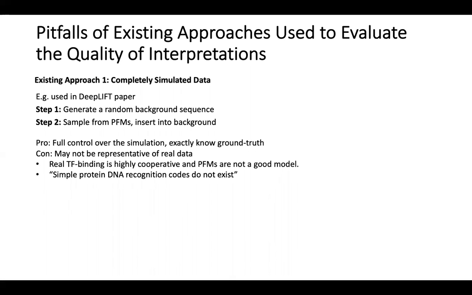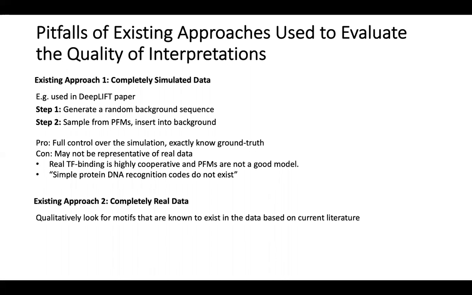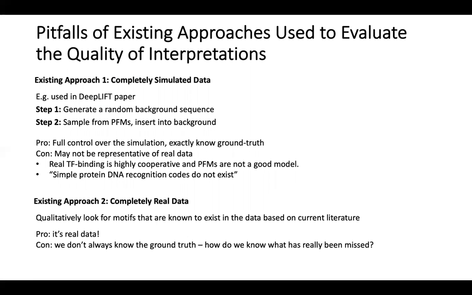Real protein binding is highly cooperative, with many factors often co-binding and affecting each other, and we also don't capture any positional preferences in motif occurrence. Alternatively, we can use a real data set based on real genomic sequences. We identify relevant motifs in a cell type based on prior knowledge and search for them in each sequence. The obvious pro of this is that it's real representative data. However, it is difficult to ensure we aren't missing any motifs when we don't definitively know the ground truth.